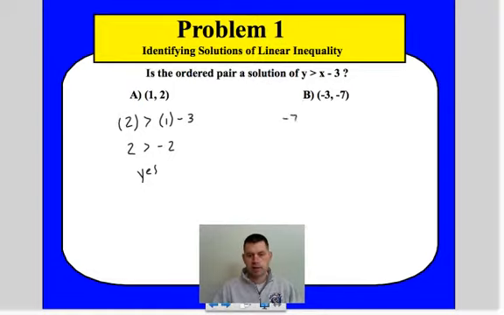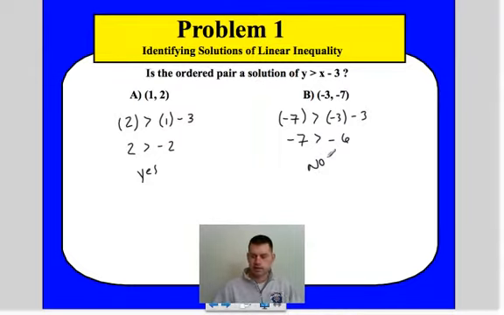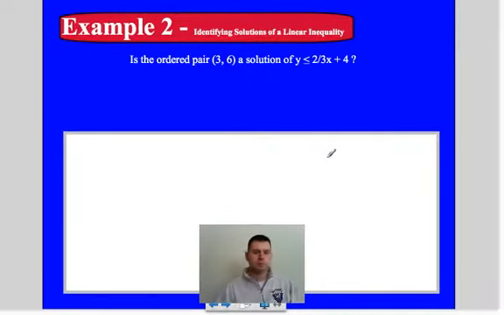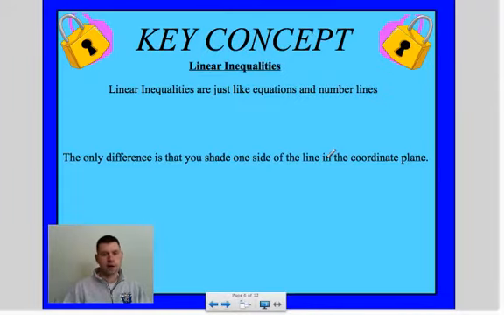Okay, and then we take negative 7 and do the same thing, negative 3 minus 3. Is negative 7 greater than negative 3 minus 3, which is negative 6? Well, this is backwards, negative 7 is actually smaller, so we'd say no in this case. Okay, so is the ordered pair 3, 6 a solution of y is less than or equal to 2/3 x plus 4? Does that work? Go ahead and do that one.